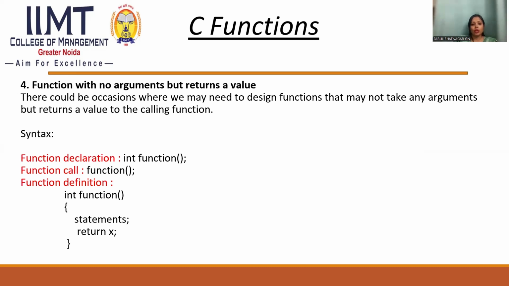Last one, function with no argument but returns a value. There could be occasions where we may need to design functions that do not take any argument but return a value to the calling function. Here in the function declaration section, we declare the function. This time the function brackets are blank, meaning this function takes no parameter but it returns an integer value. In the function calling section, we call the function, and in the function definition section, we define the working of the function.